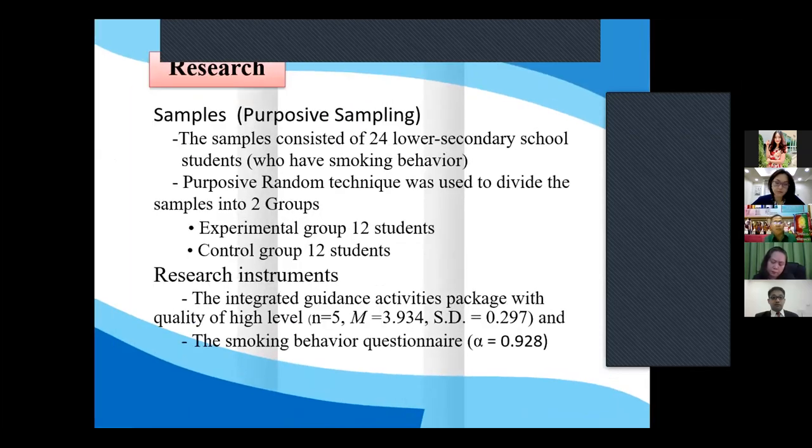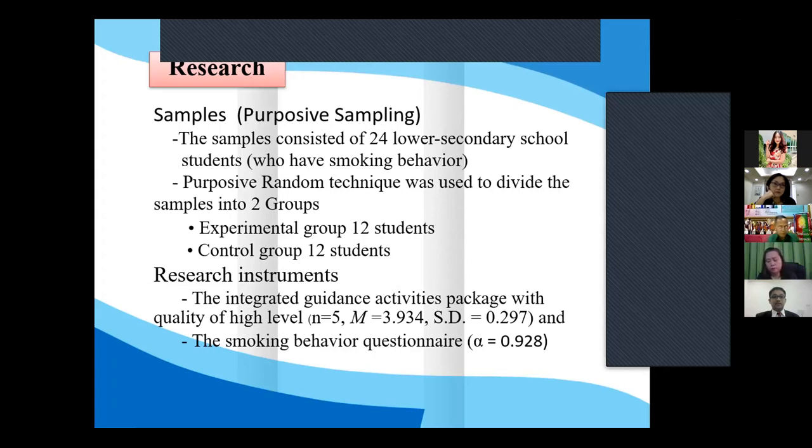The sample is school students under the Secondary Educational Service Area Office in Ubon Ratchathani province. The sample consists of 24 lower secondary school students who have smoking behavior, divided into two groups: one experimental group of 12 students and one control group of 12 students.